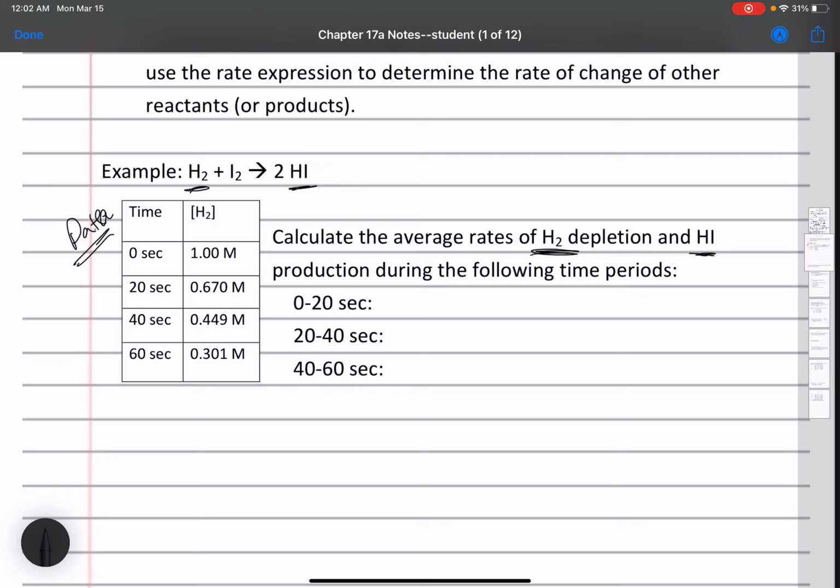So first thing we can do is write out the rate expression here. So for 0 to 20 seconds, actually no, I take it back. I'm going to first find the rate for H2 at each of these time points. Okay, so for 0 to 20 seconds, the rate is going to be the change in concentration of H2 over the change in time. That's what I'm going to use for each of these time points.